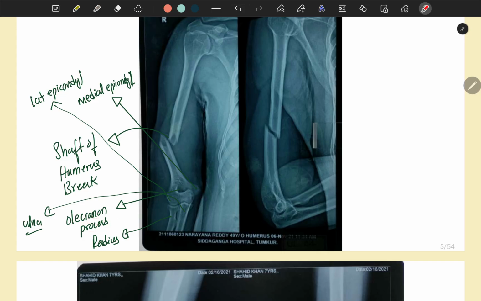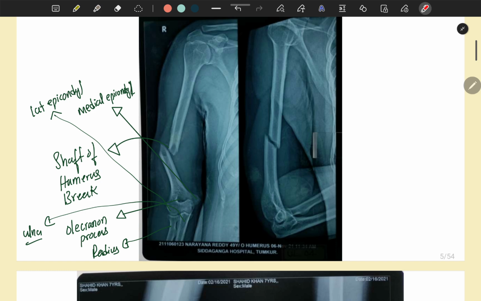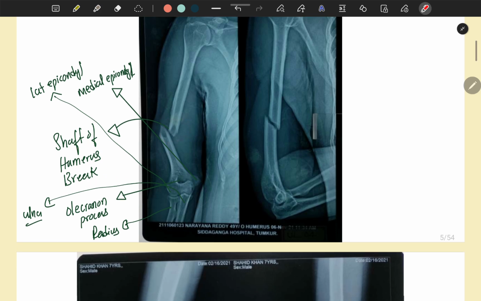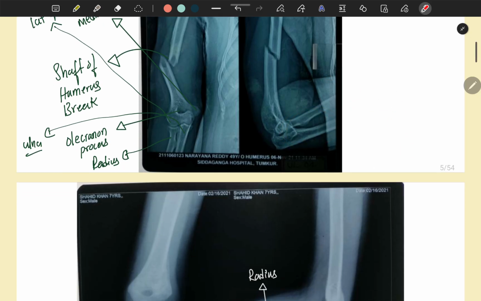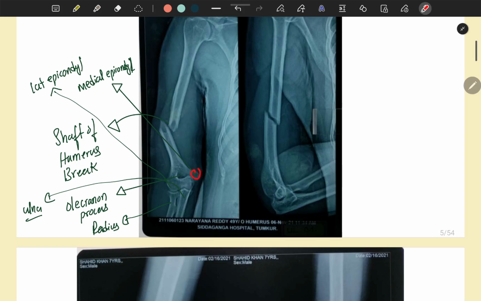olecranon process of the ulna gets attached, and here the shaft has been broken. That's it. Here also the same, the shaft has been broken, and it is a lateral view. I think so. This is a lateral view because if you see here, this is somewhat the lateral side, so it is a lateral view, and this is the medial epicondyle. This is the lateral epicondyle, radius, ulna.